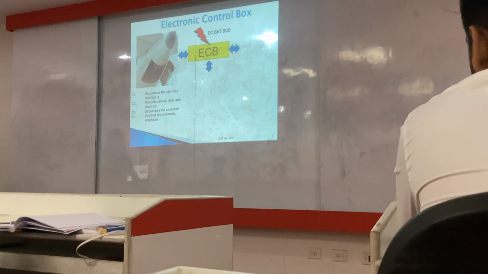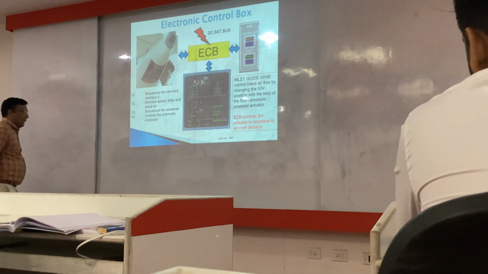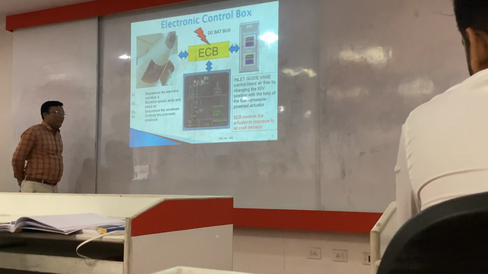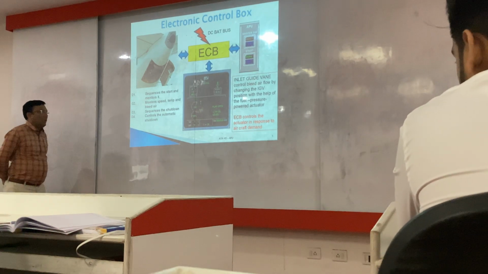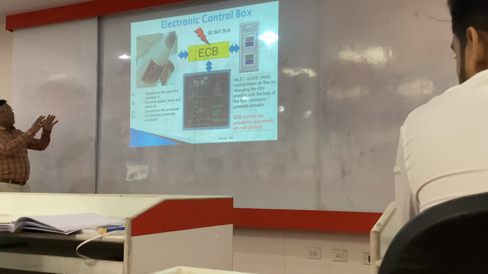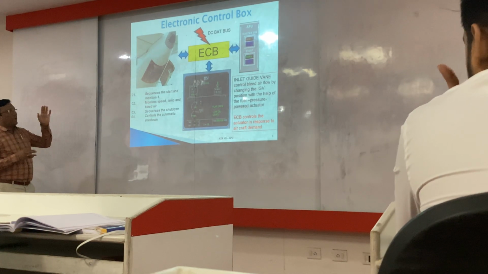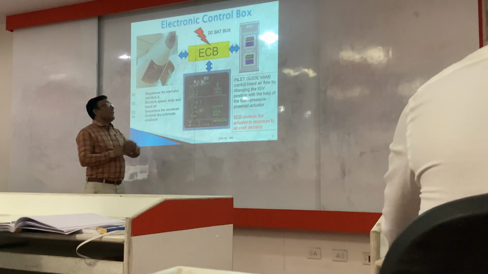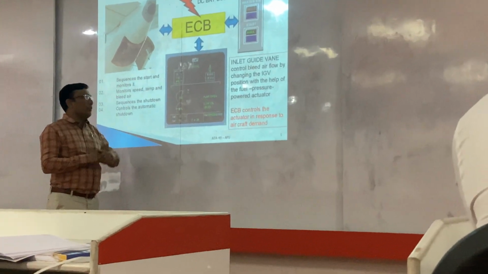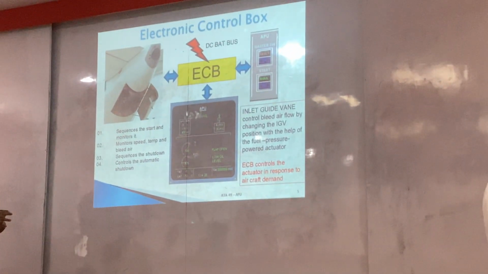ECB is the electronic control box. Like the headache in the engine, you will have the ECB in the APU, the electronic control box. ECB takes power from the DC bus. If the DC bus is not working, you don't have the APU through the ECB. So the DC bus is a must.